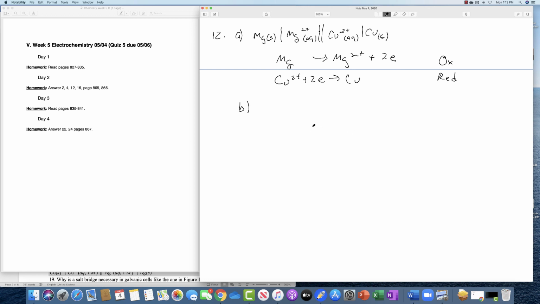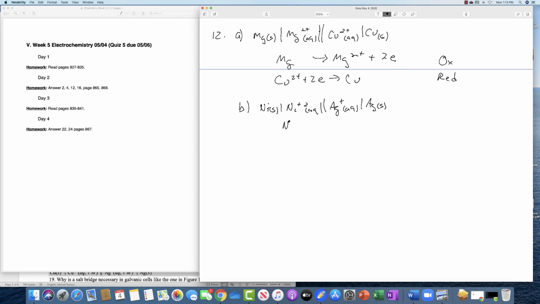We have nickel solid going to nickel 2+ aqueous, and that's one side of the equation, or the cell. And then the other side is silver aqueous going to silver solid. And this is the same as the last one.